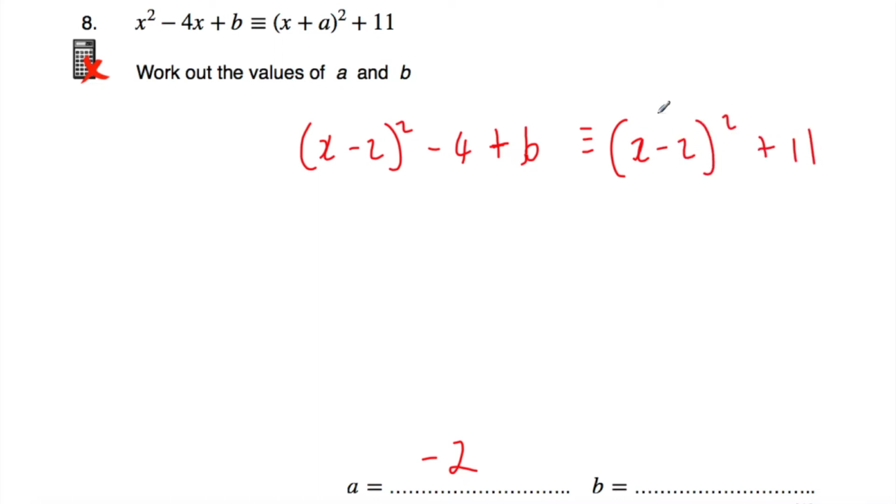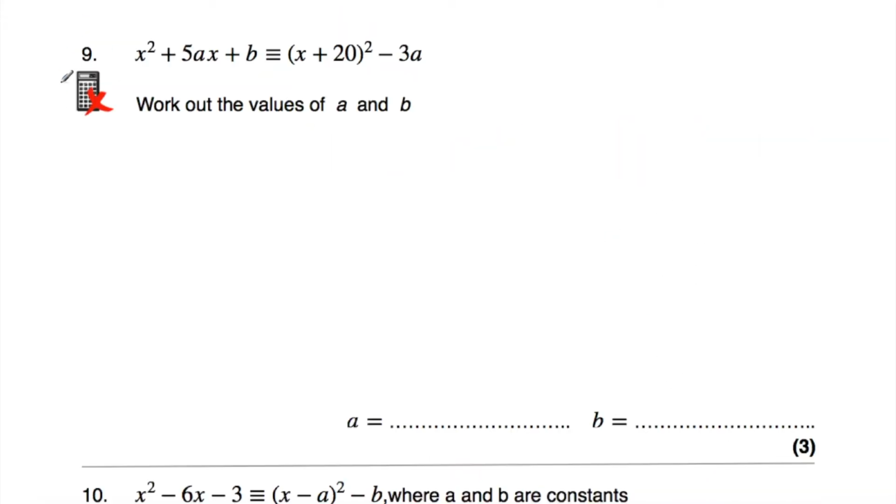Now if we have a look here at the things outside of the brackets, because we've got (x - 2)² on both sides, in terms of the thing outside of the brackets, we've got minus 4 plus b is equal to 11. So let's write that down. Minus 4 plus b is equal to 11. So that means that if we add 4 to both sides, we're going to get that b is equal to 15. So b is equal to 15. So we've got a is equal to minus 2 and b is equal to 15. And that's it. Okay, so let's have a look at question number 9.